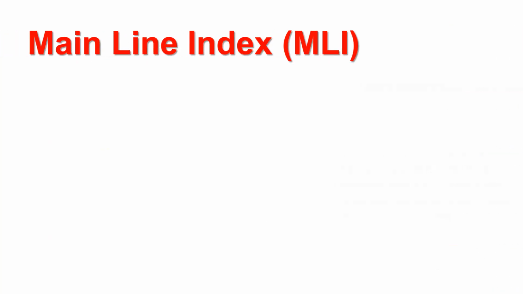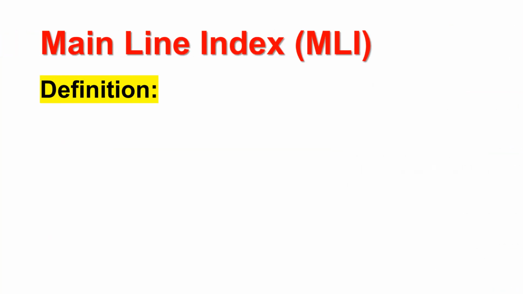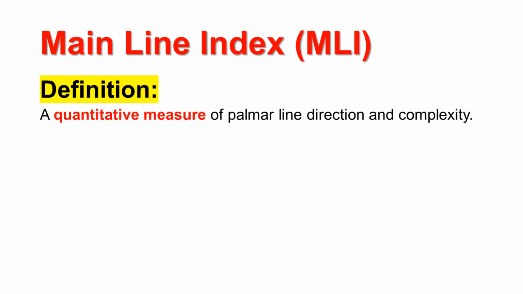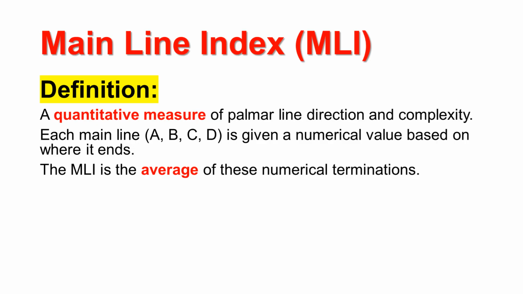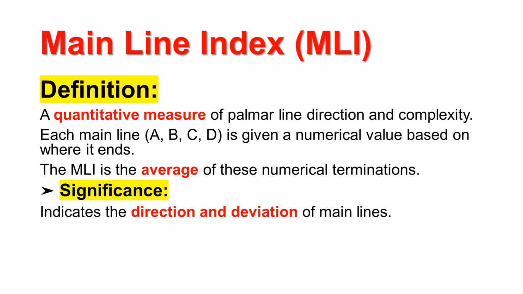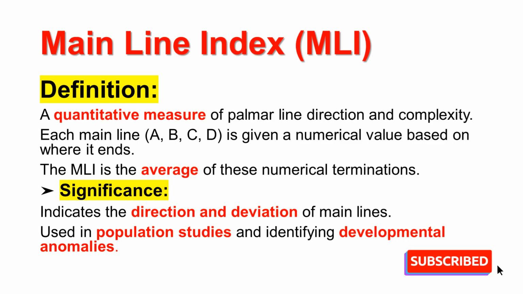4. Mainline index, MLI. Definition: a quantitative measure of palmar line direction and complexity. Each main line, A, B, C, D, is given a numerical value based on where it ends. The MLI is the average of these numerical terminations. Significance: indicates the direction and deviation of main lines. Used in population studies and identifying developmental anomalies.